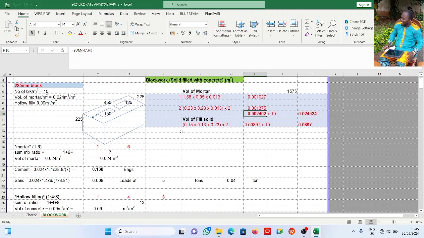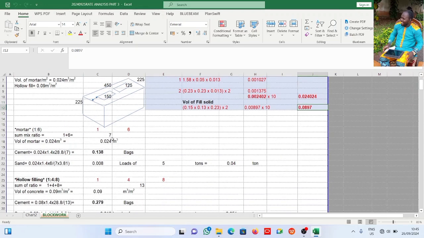Now for the filled solid, this is 150 by 125. Now see, the depth of this filled solid is 225 mm. That is what you have there. So this is 150, that's 150 divided by 1000. This is 125 divided by 1000. And this is 0.23, 225 divided by 1000. So there are 2 hollow fills, I multiply by 2. For 1, then for 10, I have this, and that we have 0.024 here. I hope that is clear.